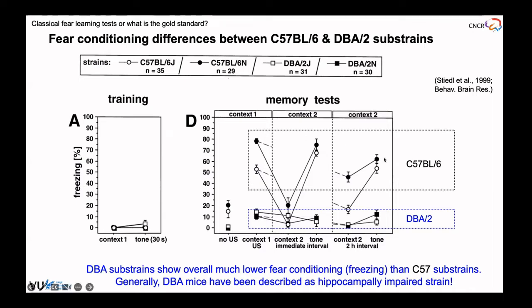Just to note, at the time when we started, we didn't know the difference between 6J and 6N. Now I'm very keen that you really specify the substrains, because there are even differences here that we saw at that time, and I will show you we confirmed later on in the home cage as well.